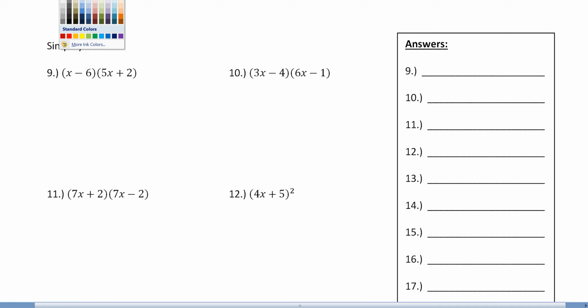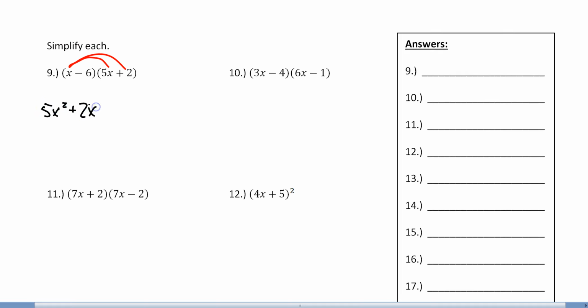In this one, I can use my distributive property, or we can call it FOIL if you want. We can do FOIL. But I just take the x and I distribute that to each of these. So x times the 5x is a 5x squared, times the 2 is a plus 2x. Then I distribute the next term, which is the negative 6. And again, it's a negative 6 that's being distributed. So it's a negative 30x and a minus 12.